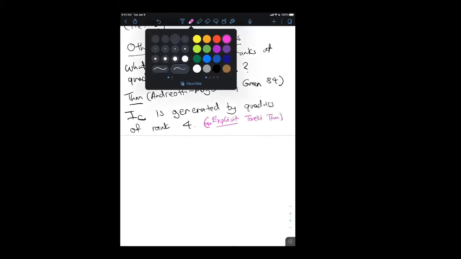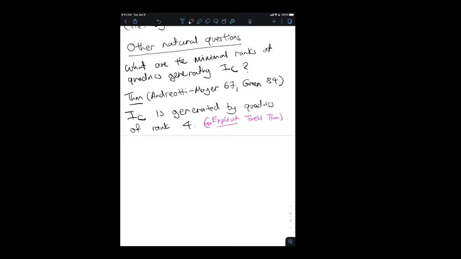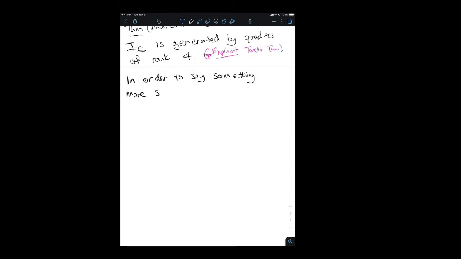Okay, so these are some natural questions which have been studied a lot, but then you might want to go beyond. So this just tells you something about the generators of the ideal. It doesn't tell you much more about the structure of the ideal. So if you want to say something more substantial about the structure of this S module, think of this object as a graded S module, then you need to introduce a new tool.